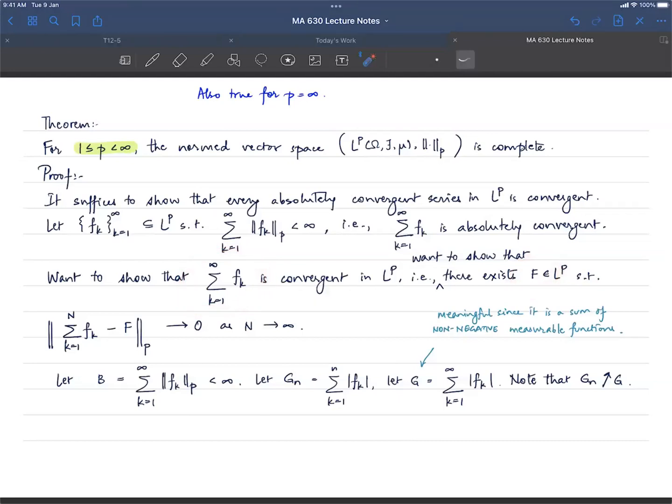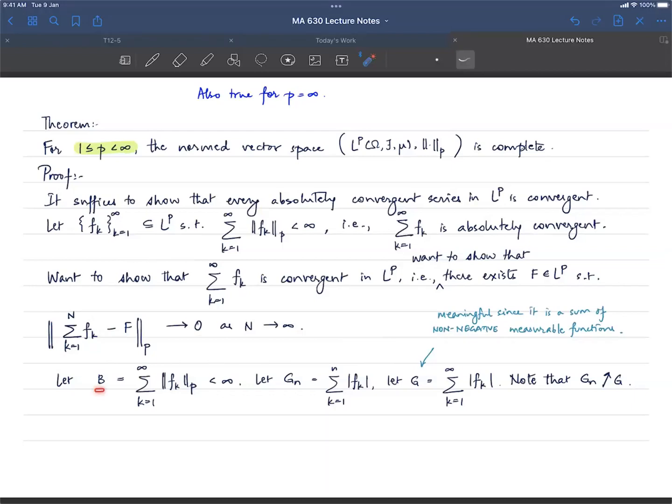So what that means is that if I look at the Nth partial sum, sum k going from 1 to capital N of f_k, and I subtract capital F and take the p norm, then this should go to 0 as capital N goes to infinity. You guys with me? This, remember, is just the Nth partial sum. Okay, so here's how we'll do this.